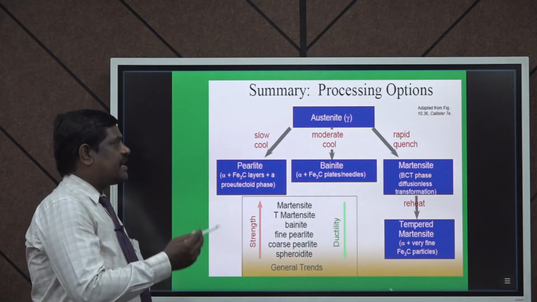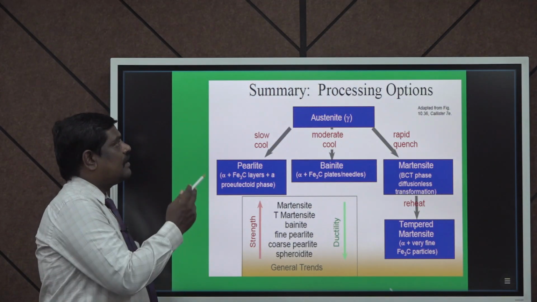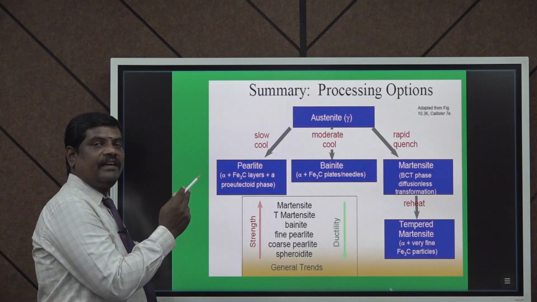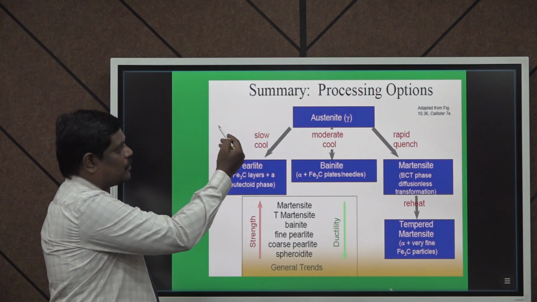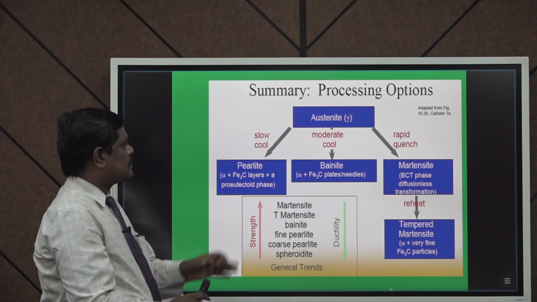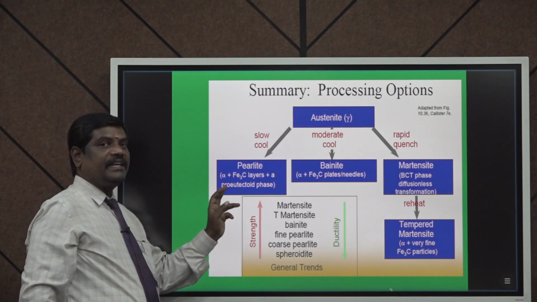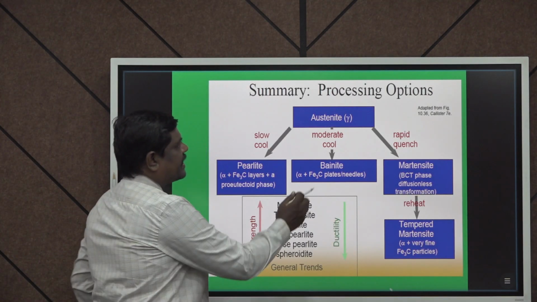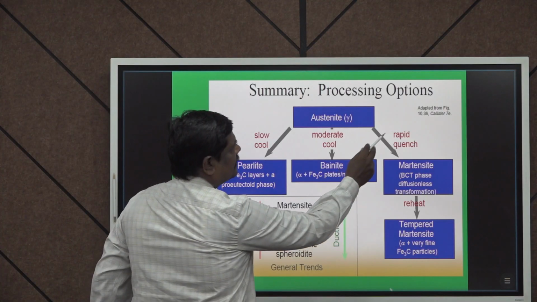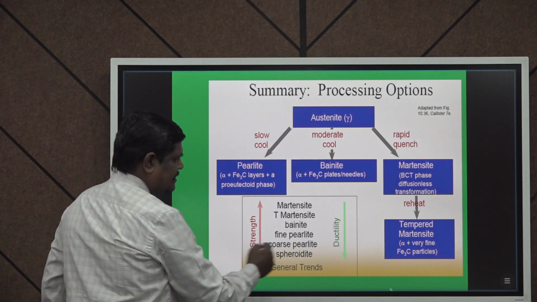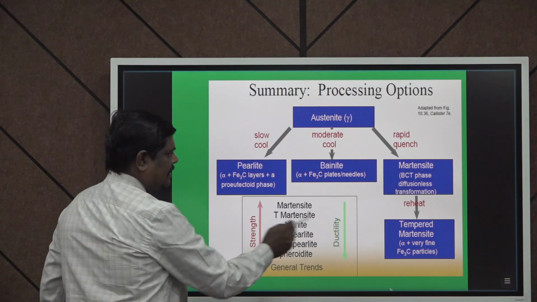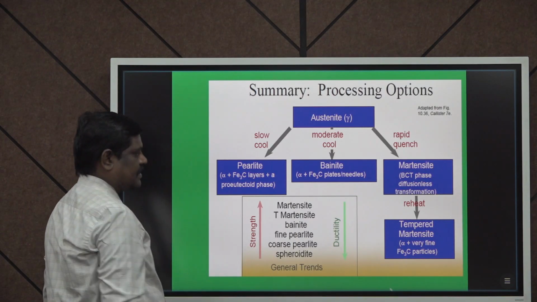So this is the summary we have discussed. Austenite is the state where cooling started. On slow cooling we obtain pearlite structure, on moderate cooling we obtain bainite, and on rapid quenching we get martensite. So here is a simple comparison of strength and ductility across different structures.